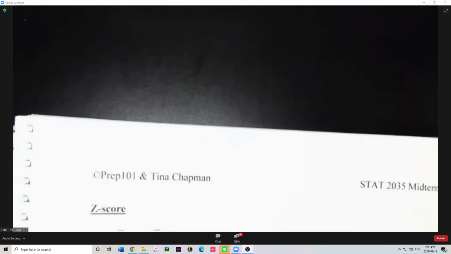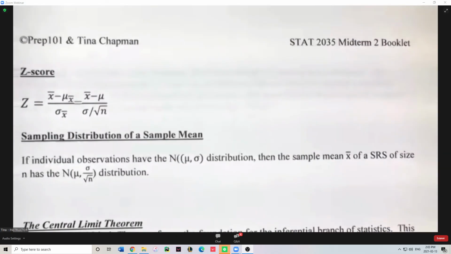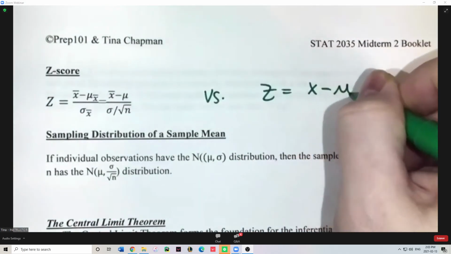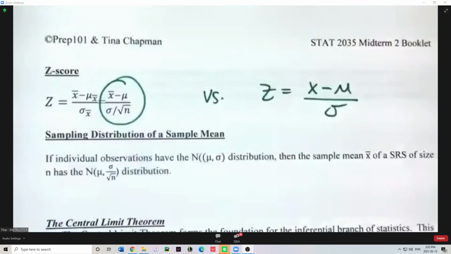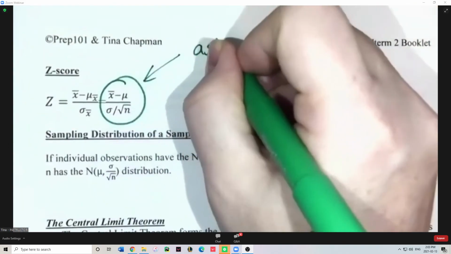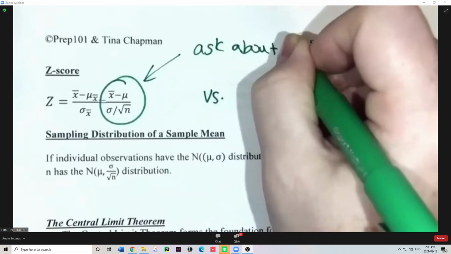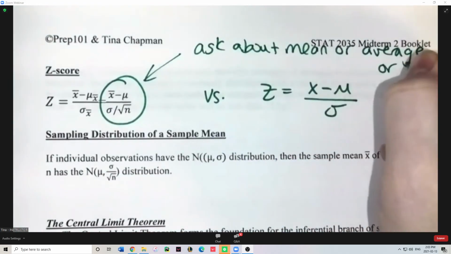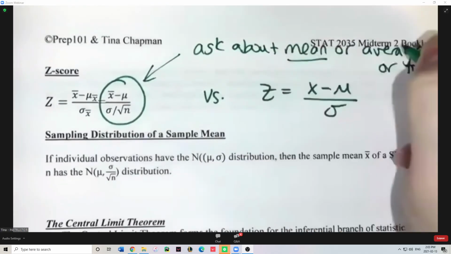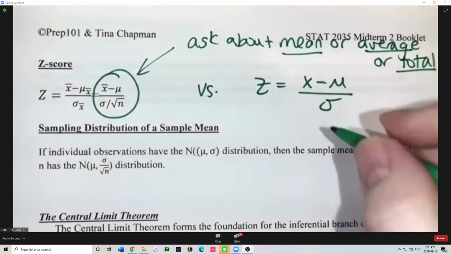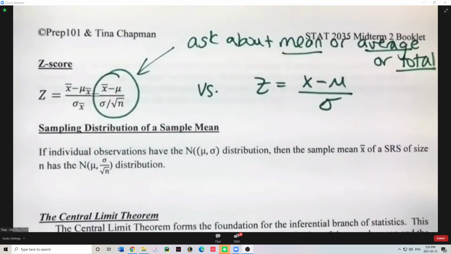So our formula for Z versus the old formula: Z was X minus mu over sigma. Now it's X bar minus mu all over sigma over root n. This question here is going to ask about the mean or the average or sometimes the total to try and trick you. So mean, average, or total. And so that's how you know it's not just Z equals X minus mu over sigma.